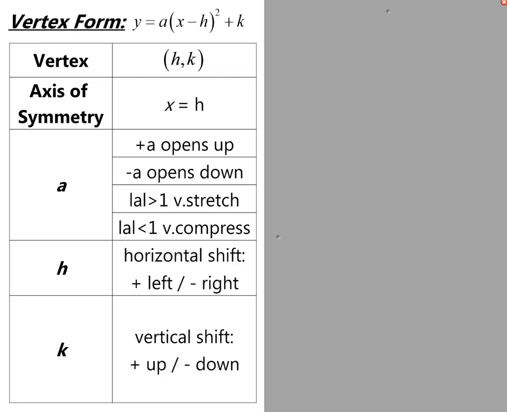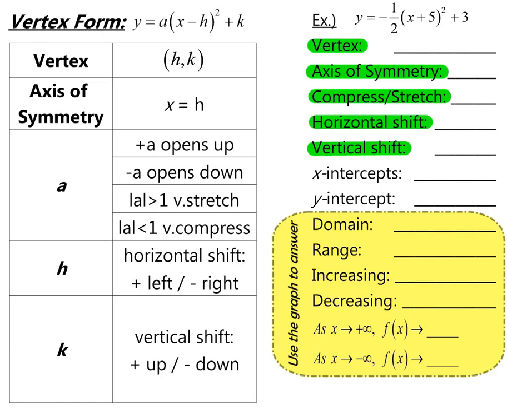Now from the vertex form, you can get the information for the vertex, the axis of symmetry, a, whether it opens up or down, and whether there's a stretch or compression, h, the horizontal shift, and k, the vertical shift. So when we take a look at this example of an equation in vertex form, I've highlighted the information that we can take immediately from the equation, as long as you remember what to look for.